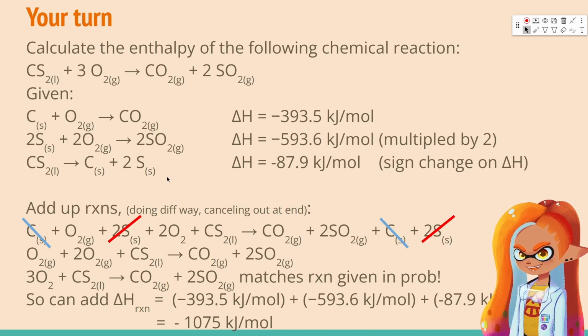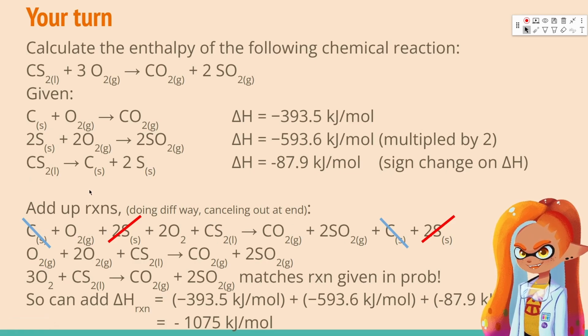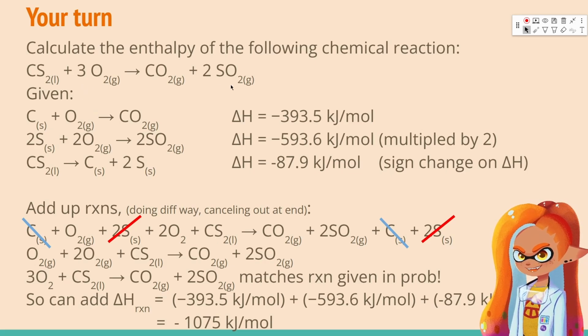So in this example here, I'm showing it the different way of doing it, where you just add up the reactants together, add up all the products together, and then cancel out your things. But again, you pick the way that you like. So if I did add up both sides, I noticed the carbons match, the 2 S's match, and so those cancel out. I have this over here. My oxygens become 3 O2 because there's 1 over here and 2 over here. And then I get this. It matches the overall reaction.